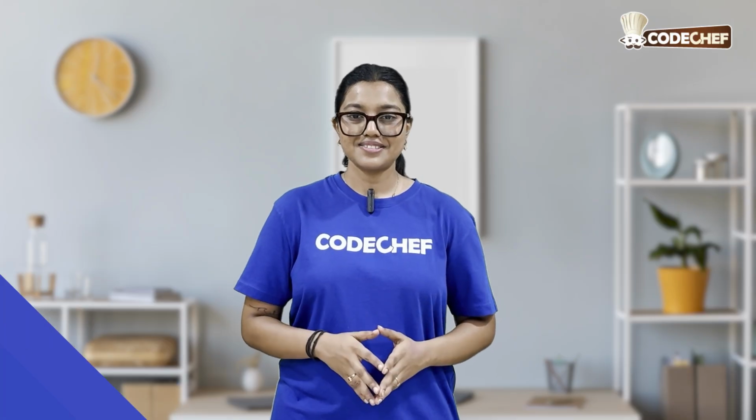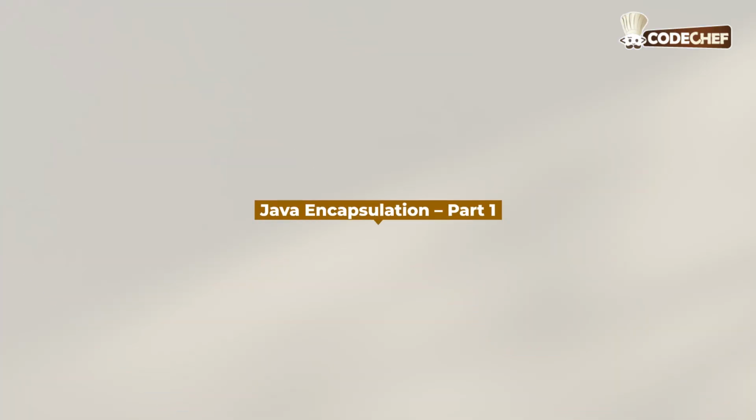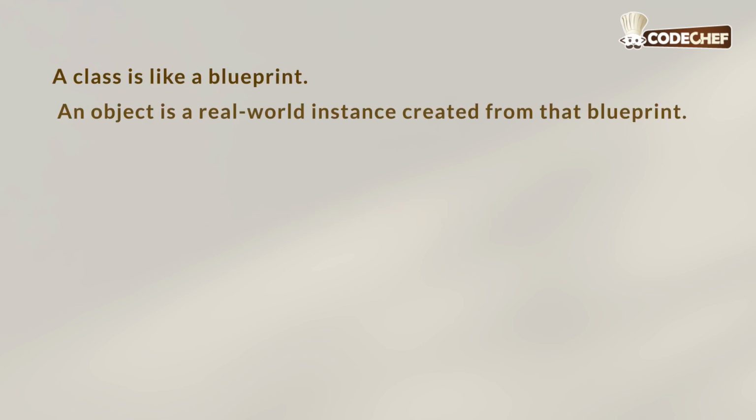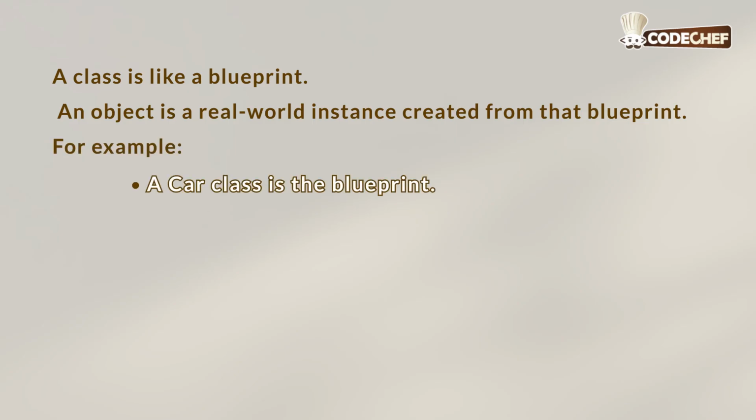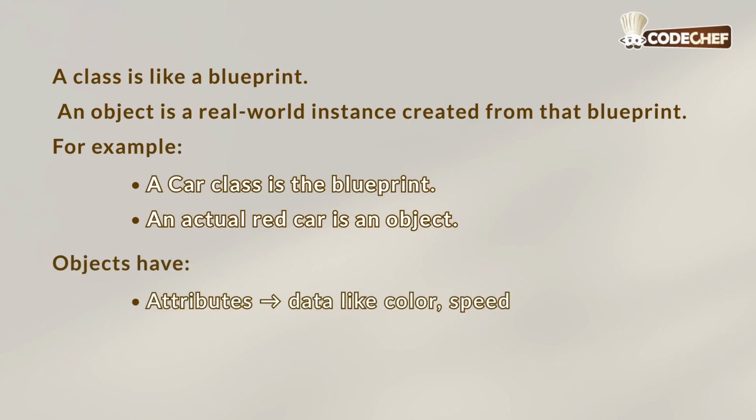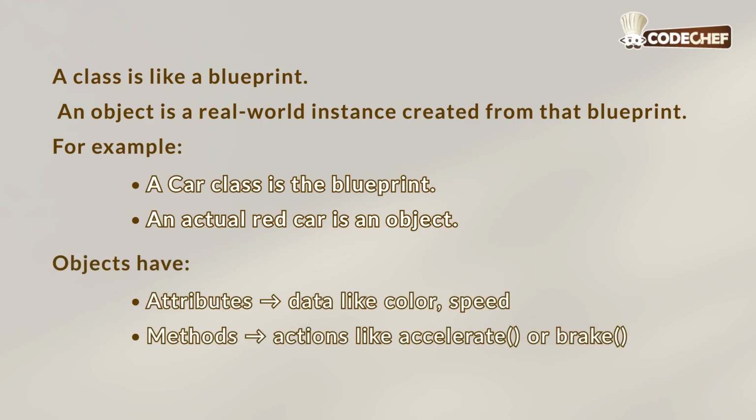So let's get started. Before we understand encapsulation, let's quickly revisit classes and objects. A class is like a blueprint. An object is a real-world instance created from that blueprint. For example, a car class is the blueprint. An actual red car is an object. Objects have attributes like data, color and speed. Methods are actions like accelerate or brake.